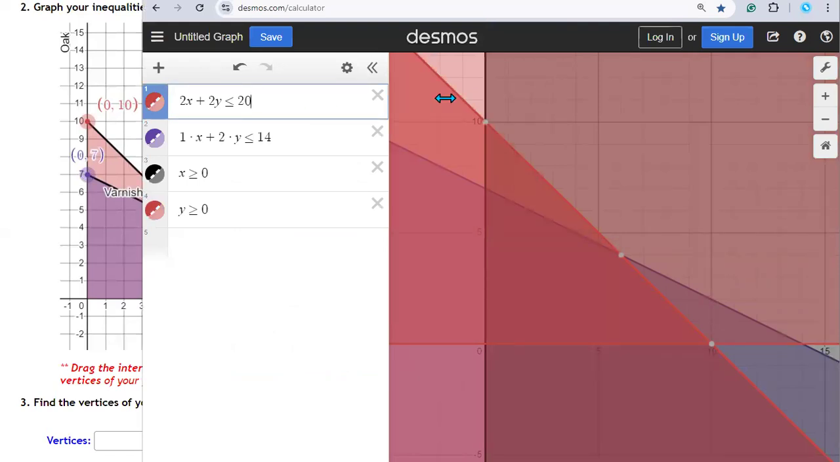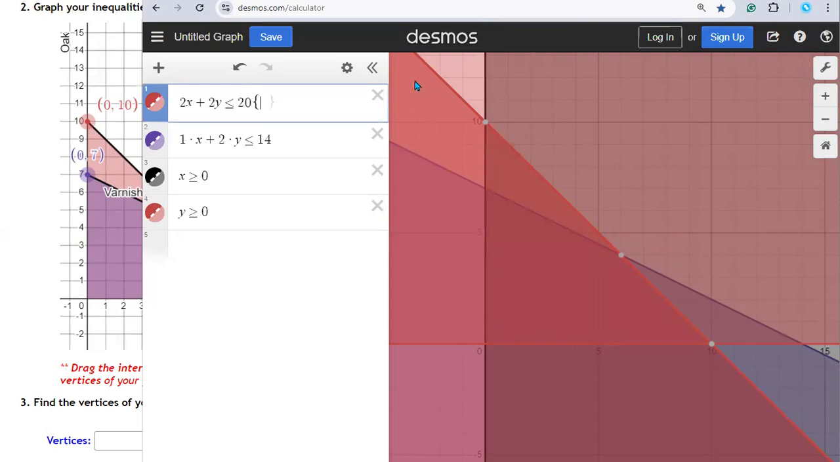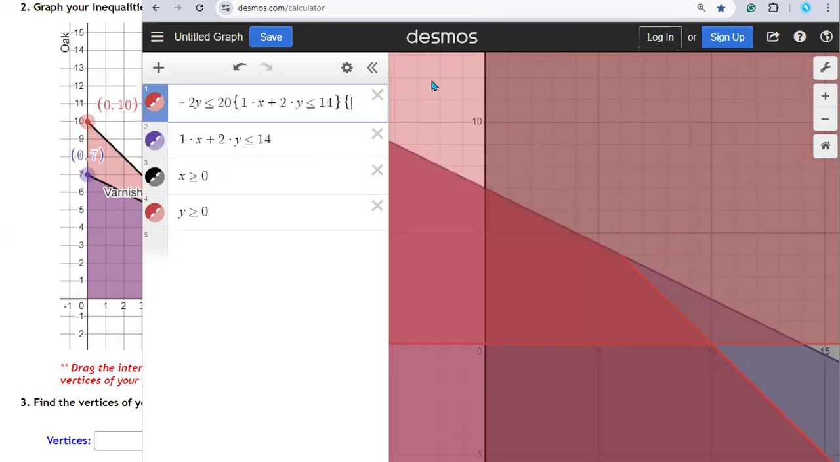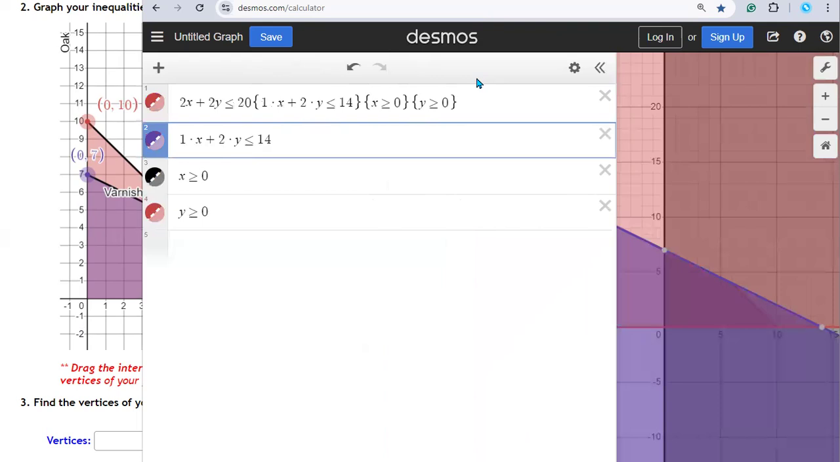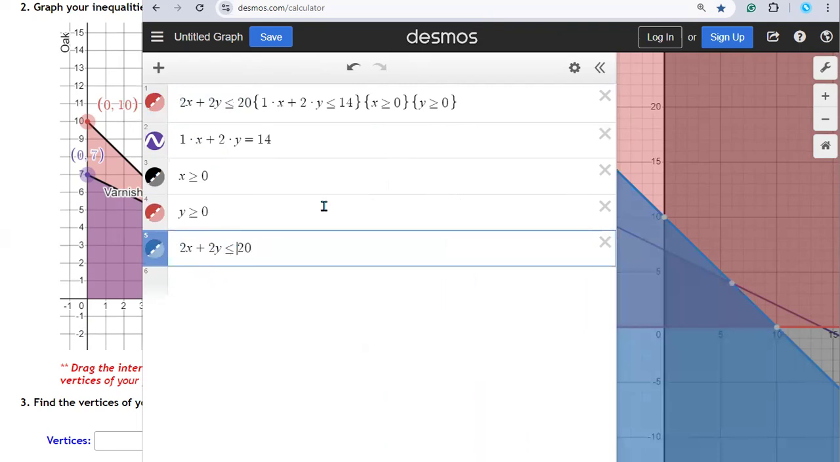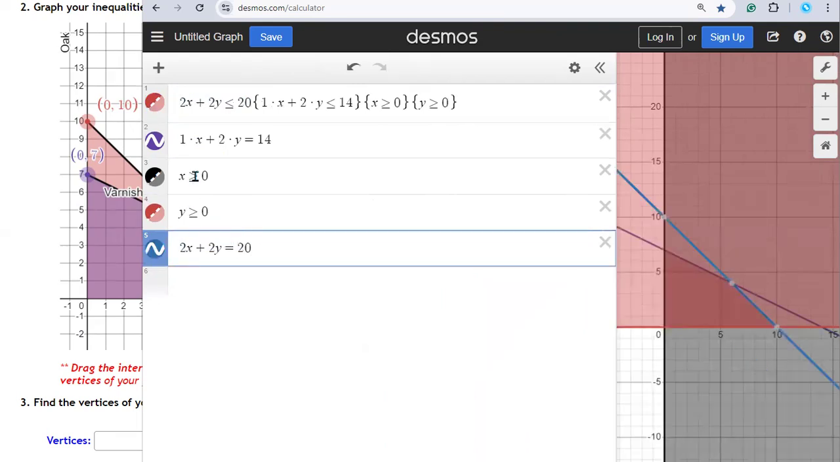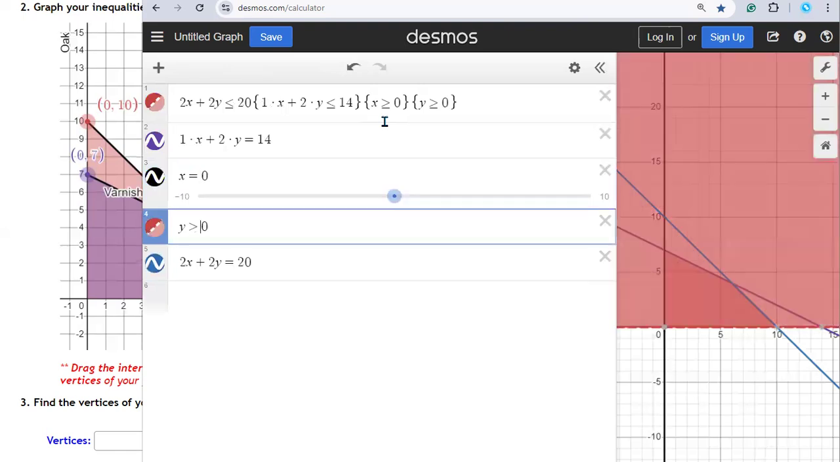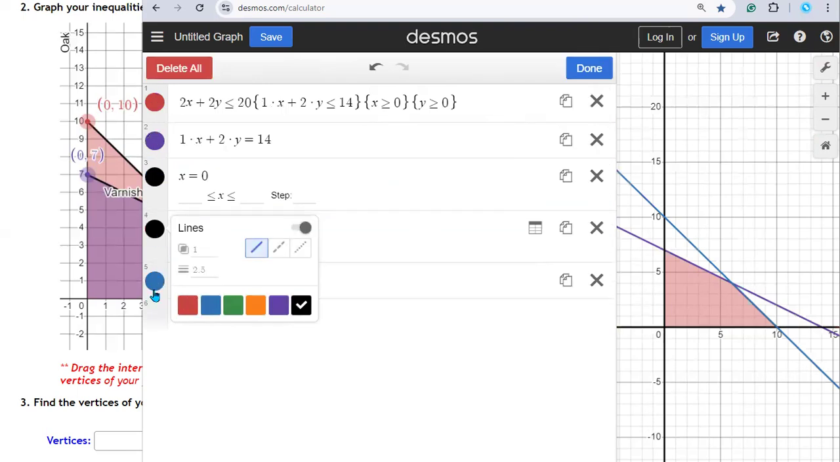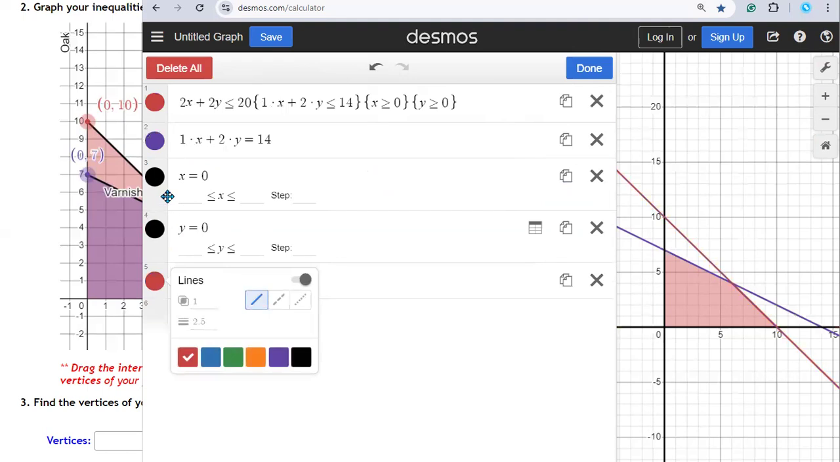In order to do the intersection, I'm going to use squiggly brackets. Then I'm going to copy each one of these into the squiggly brackets. X greater than or equal 0, squiggly bracket, y greater than or equal 0. And I'm going to change this to equals, to a line. So I'm going to change that to equals. I'm going to change this to equals. Change that to equals. I'll make these black, and this line down here is going to be red, and that one's going to be purple. I'm going to click done.